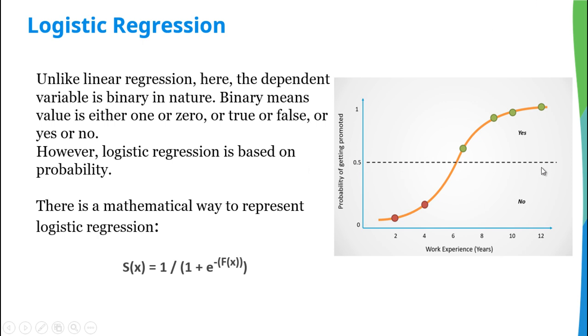This one equals half. This is a threshold. Everything from here up is yes. Anything from 0.5 down is no. Whenever the data crosses the threshold, it is yes. Whenever it goes below the threshold, it is no. So that is logistic regression.